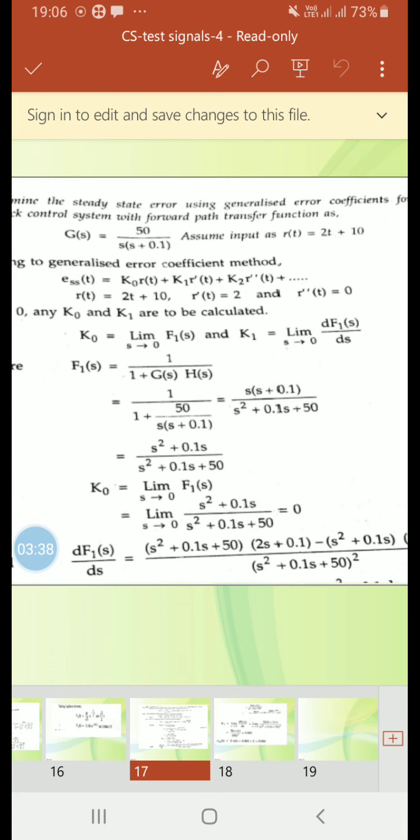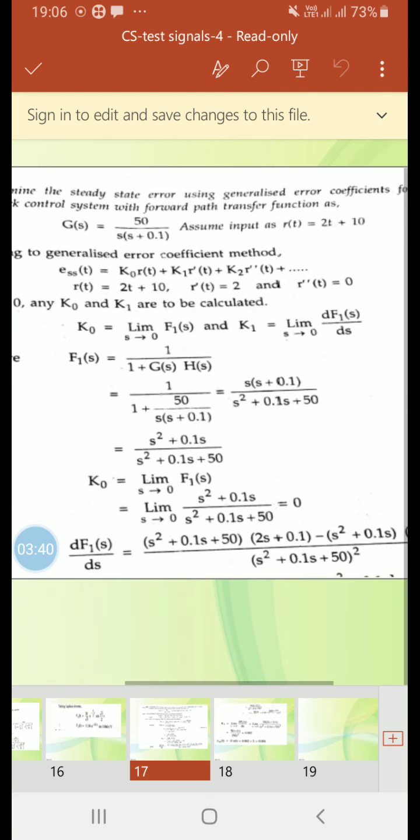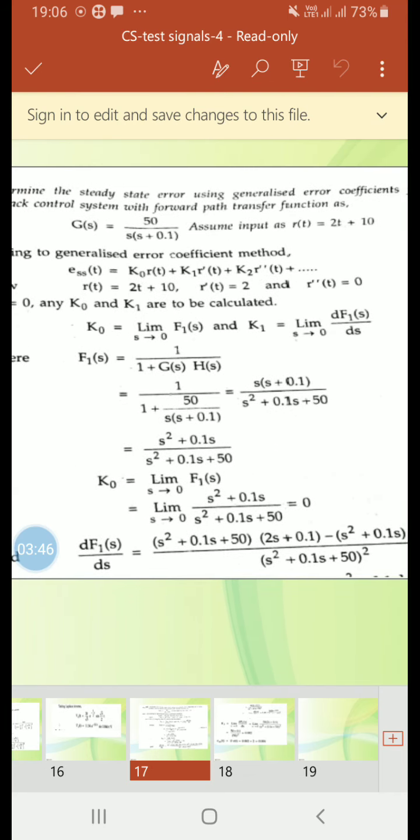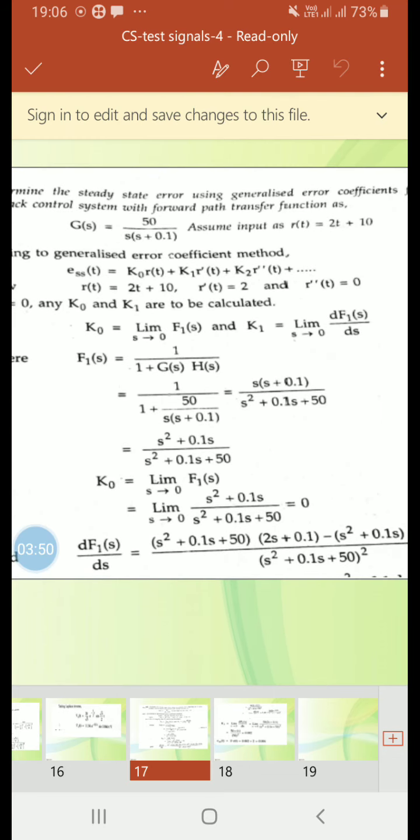Now take F1(s) and tend s to 0. So limit s tends to 0 of (s² + 0.1s) / (s² + 0.1s + 50) is equal to 0. Why? Because as s tends to 0, the numerator term will become 0. 0 plus 0 is nothing but 0 in the numerator. That is why k0 is equal to 0.